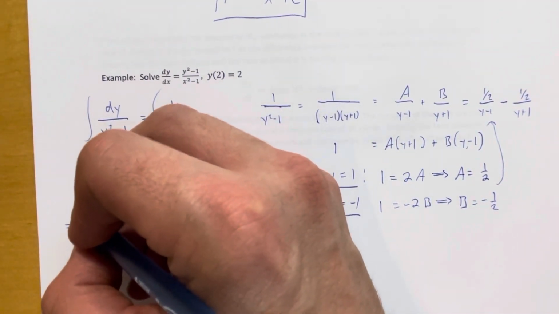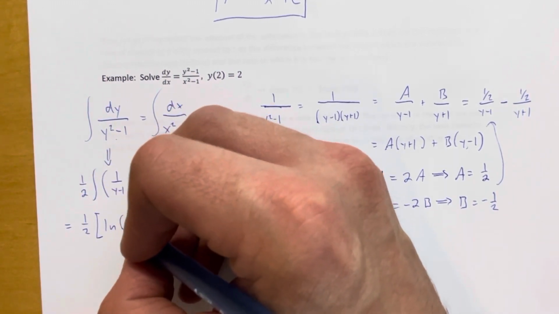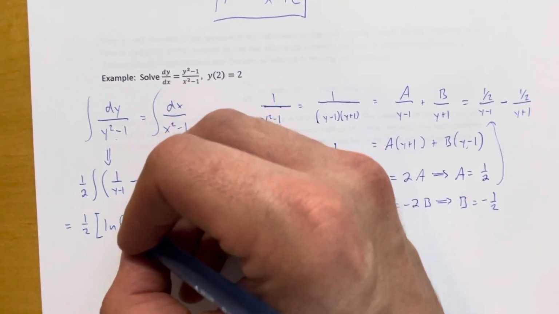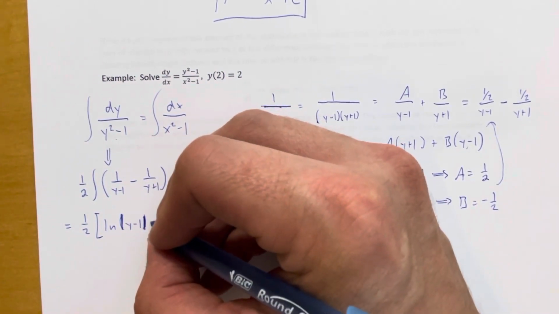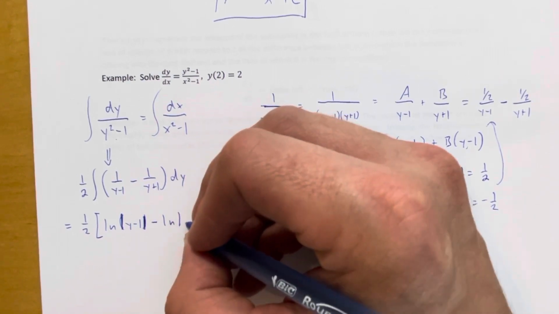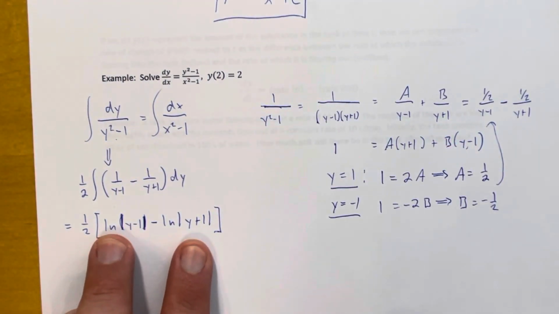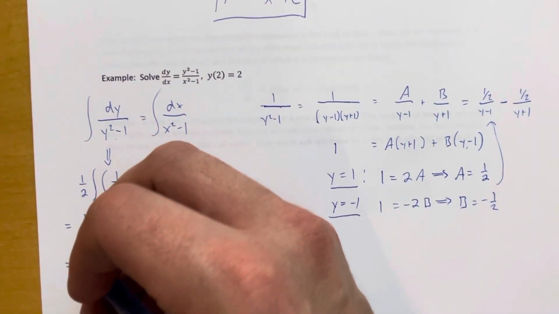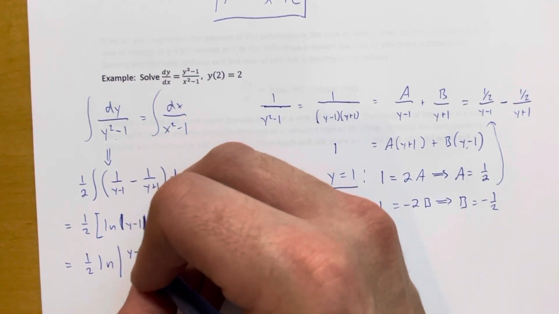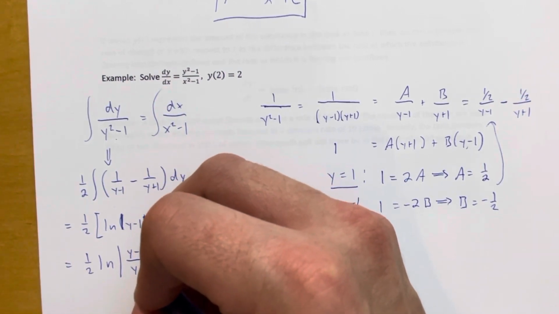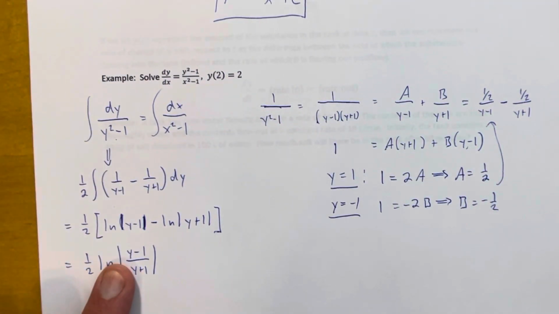This is equal to 1/2 times the natural log of the absolute value of y minus 1, minus the natural log of the absolute value of y plus 1. I'm going to combine these using a logarithm property. I can write this as 1/2 times the natural log of the absolute value of y minus 1 over y plus 1. Okay? So that's what happens here.